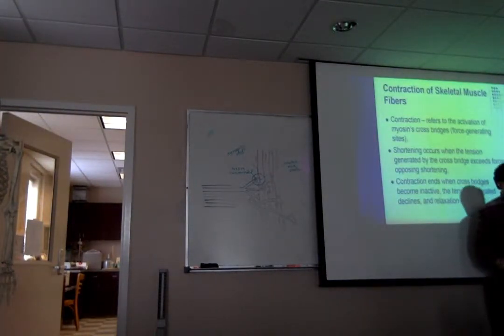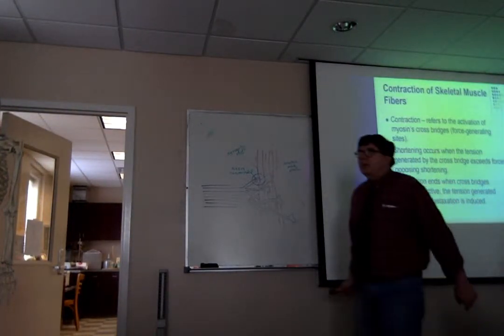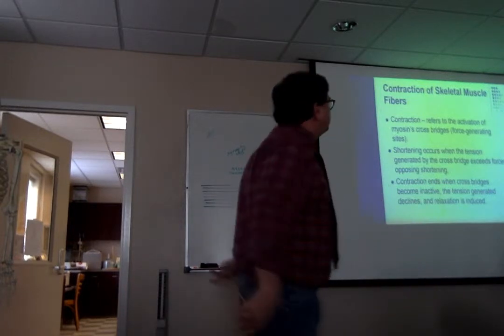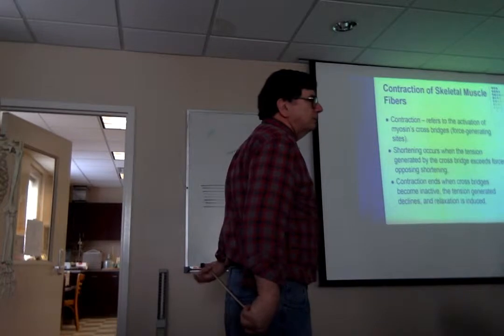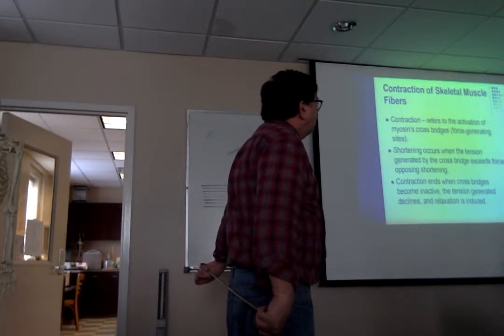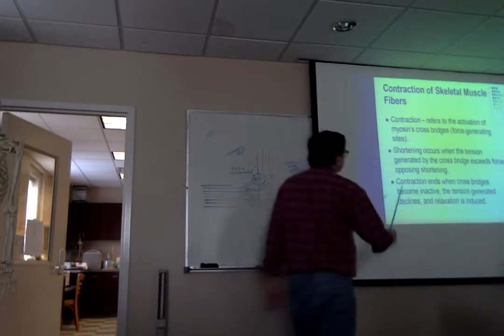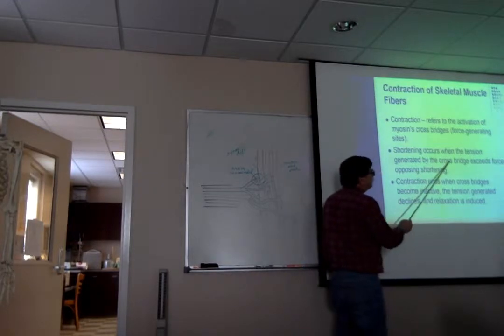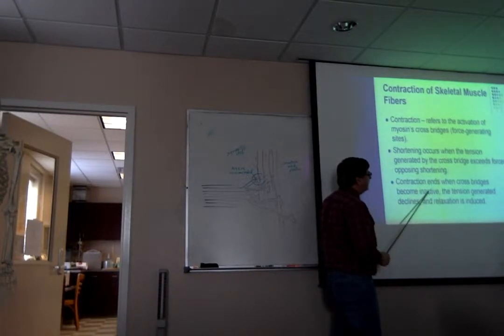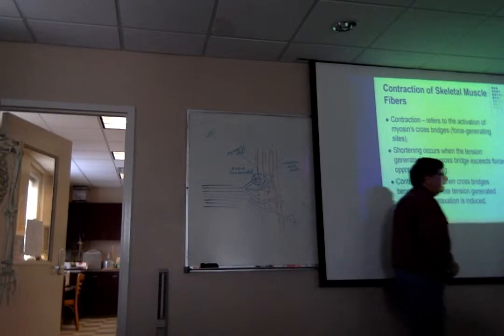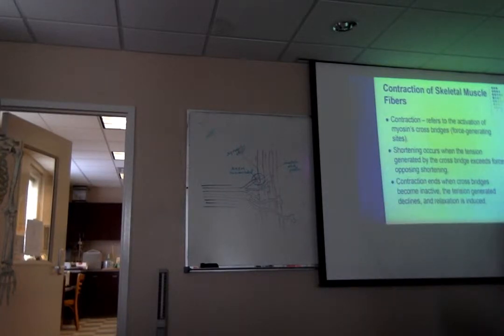All right, just some terms. When we use the term contraction, we're referring to the activation of those cross bridges. Okay? Shortening occurs when tension is generated. The tension generated by the cross bridges exceeds the forces opposing shortening. Contraction ends when the cross bridges become inactive. Okay? And the myosin heads detach.